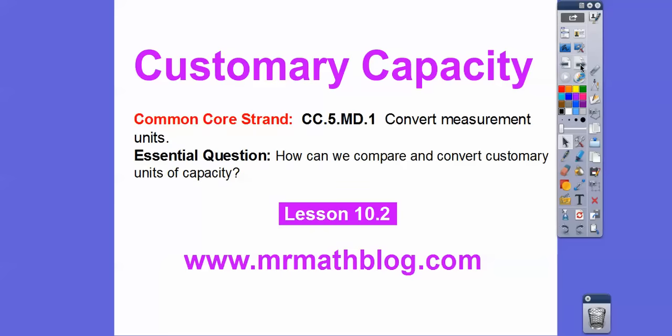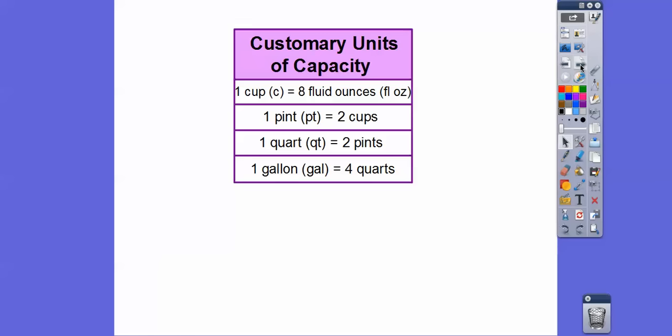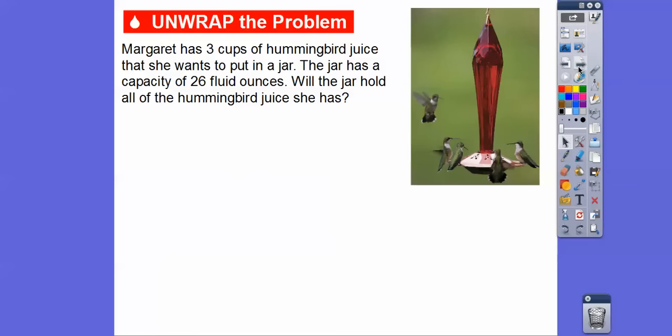This is a pretty fast lesson, you guys. Here's our Common Core strand. And so our question is, how can we compare and convert customary units of capacity? Okay. So capacity is like liquid, fluid ounces right here. So 1 cup equals 8 fluid ounces, and then 1 pint is 2 cups, 1 quart is 2 pints, and then 1 gallon is 4 quarts.